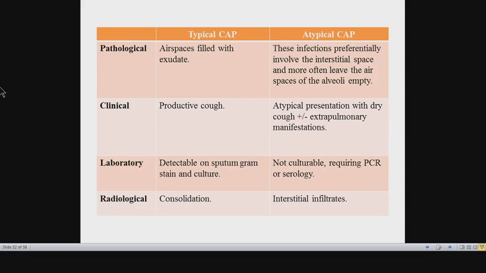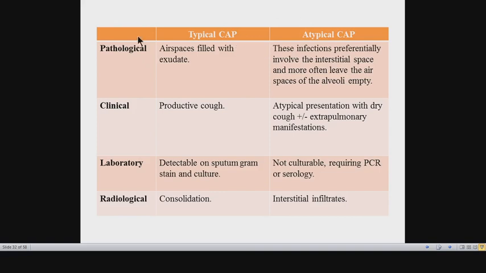So after talking about the diagnosis and management of pneumonia, before finishing our discussion on pneumonia, let's sum up our discussion and briefly compare between the typical cases of community-acquired pneumonia and atypical community-acquired pneumonia. We already mentioned the main differences during the lecture. Let's try to revise it.